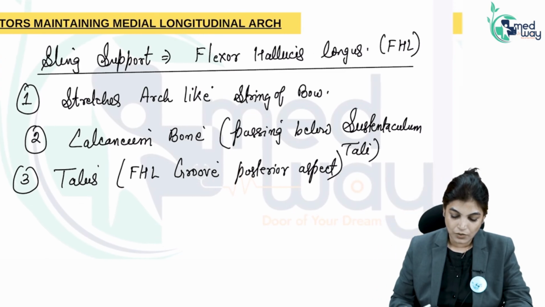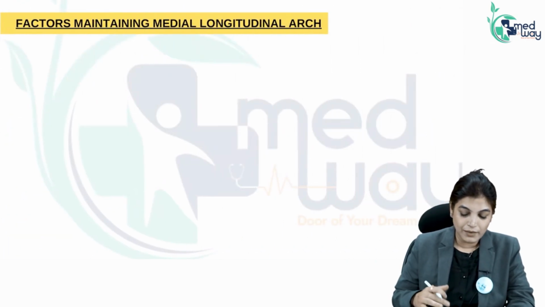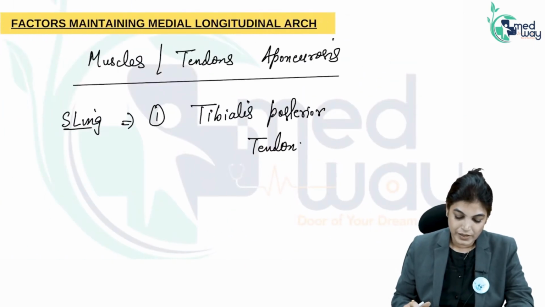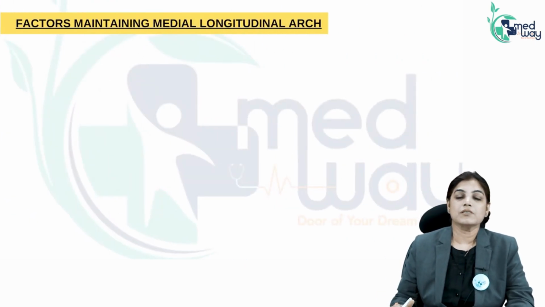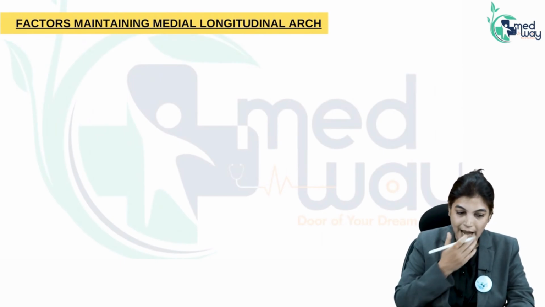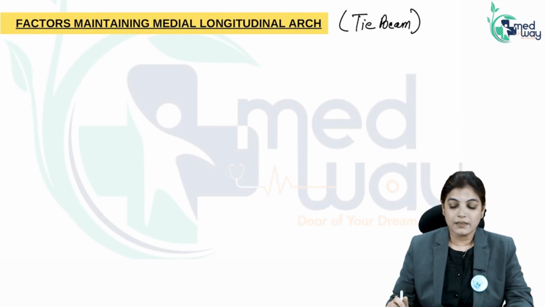So done with this. Now the next support system is the tie beam. We have talked about the sling support, and the next support, which is given by the aponeurosis and the muscles of the sole, acts as a tie beam. So you can just write tie beam, keeping all the bones and structures together.